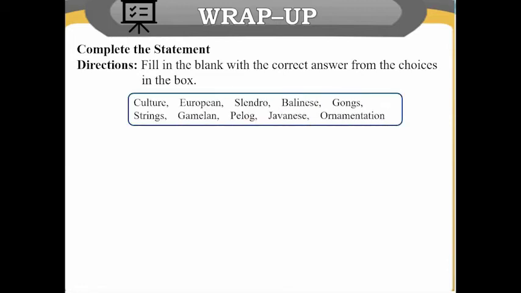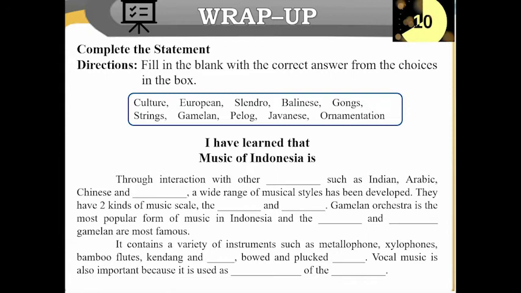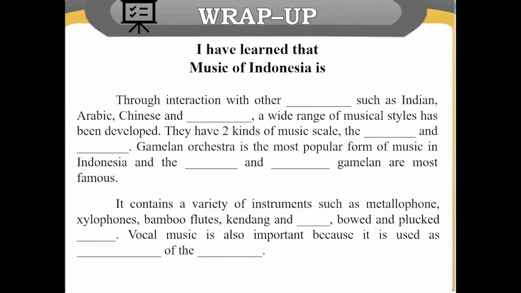Complete the statement. Directions. Fill in the blank with the correct answer from the choices in the box. These are the choices: culture, European, slendro, Balinese, gongs, strings, gamelan, pelog, Javanese, and ornamentation. What have you learned about the music of Indonesia?